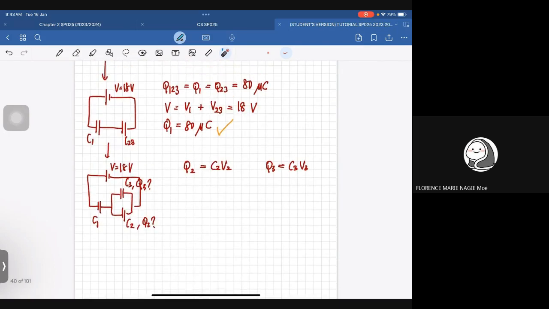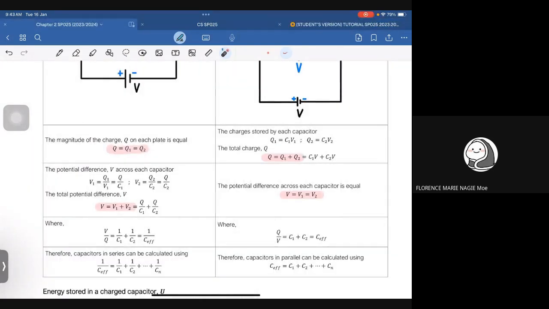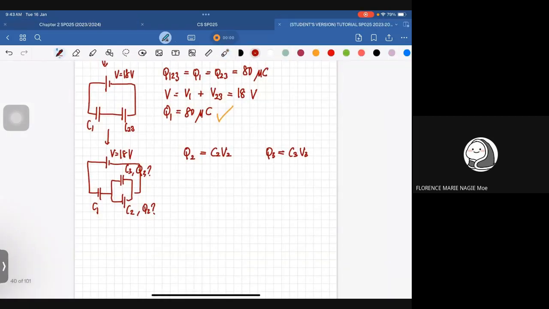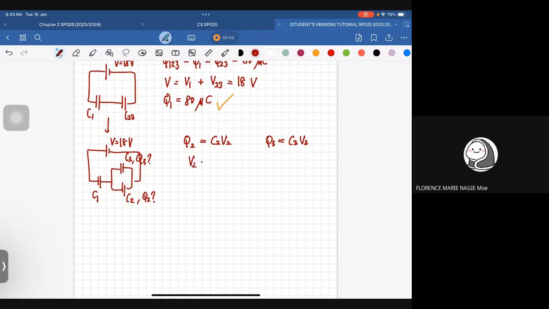So kalau kita tengok yang middle here, kita actually boleh cari V23. Kenapa kita perlu V23? Kalau kita tengok untuk parallel circuit, V is equal. So kalau dia equal, kita akan letak sini V2 should be equal to V3, which is equal to V23.